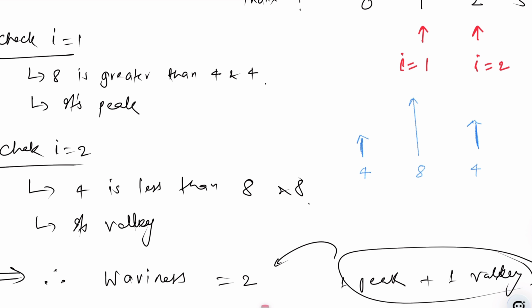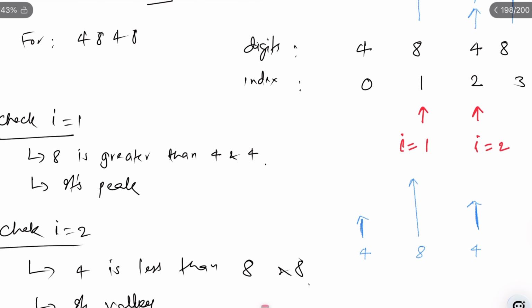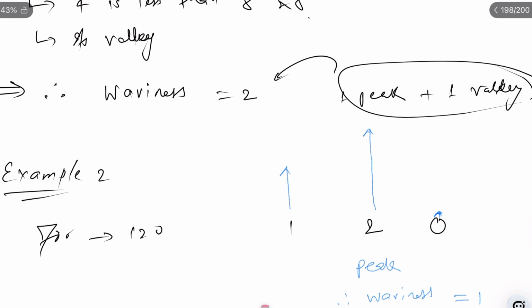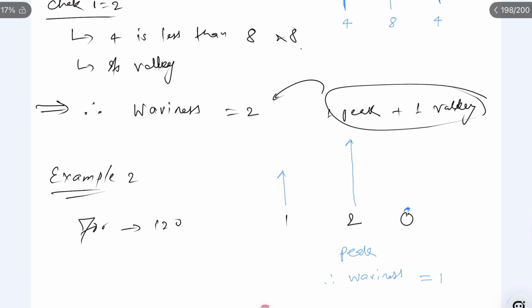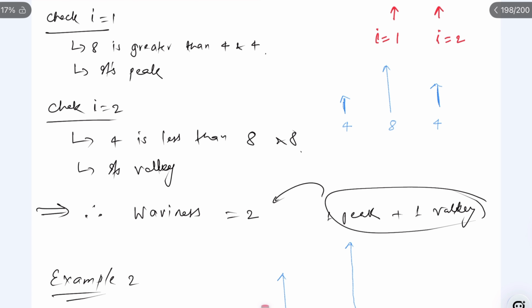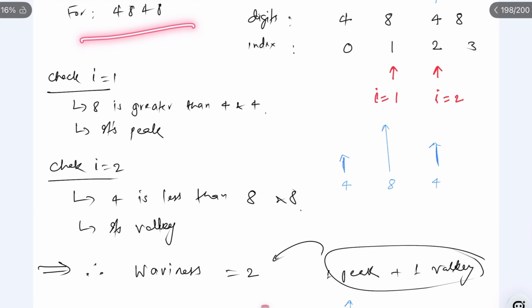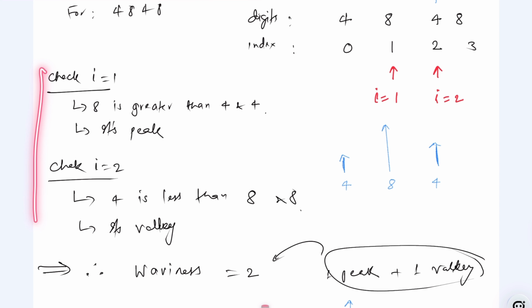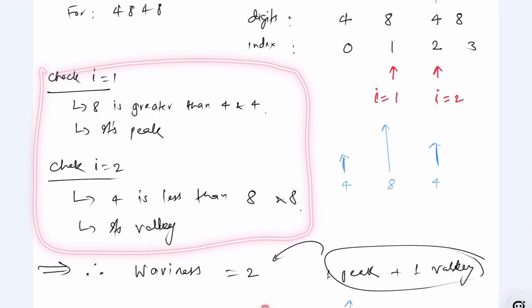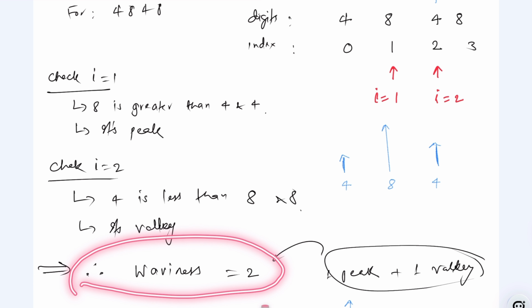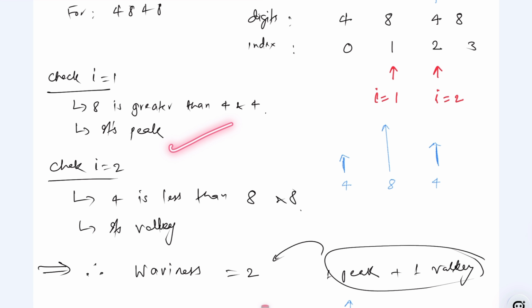So you understand what the question says. Now let's come back to the problem. We found that for the number 4848, we got one peak at i equal to 1 and one valley at i equal to 2. So the total waviness is one peak plus one valley, which is 2.